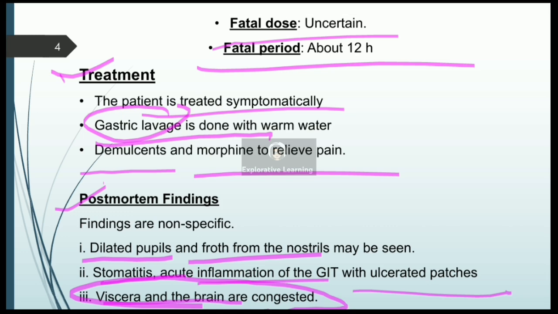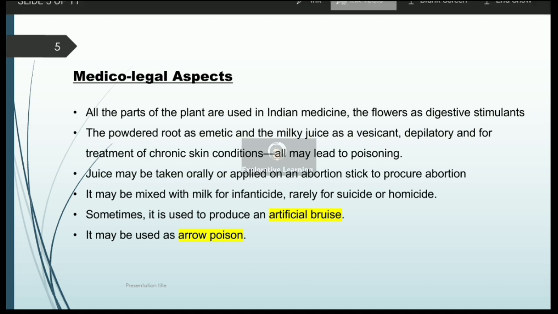Now if we talk about the medico legal aspects, then you must know that all parts of this plant are used for medicinal purposes. In our nation, these flowers are used as digestive stimulants as well. So every coin has two sides. You cannot simply claim that a particular thing is poisonous, or dangerous, or has all the pros present in it. It might not be the case.